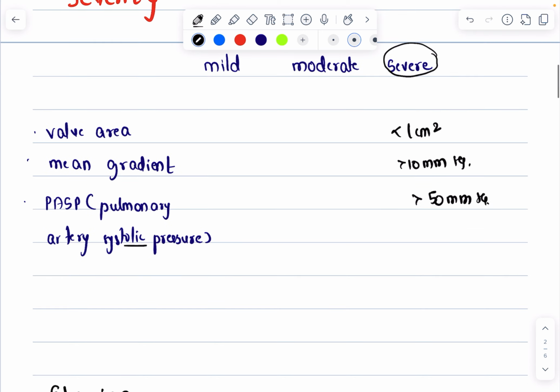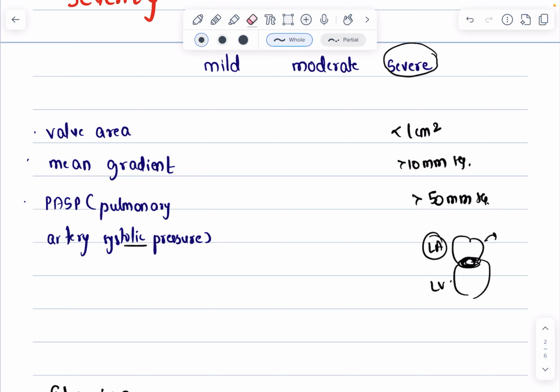It is because in chronic mitral stenosis, because the valve is narrowed, the left atrium expands, the size of the left atrium increases, and the pressure also increases. Because of the increase in pressure in the left atrium, this pressure is transferred to the pulmonary artery, and because of which the pressure in the pulmonary artery increases. So if the pressure is more than 50 mm of mercury, it means the patient is having severe pulmonary artery systolic pressure and severe MS.